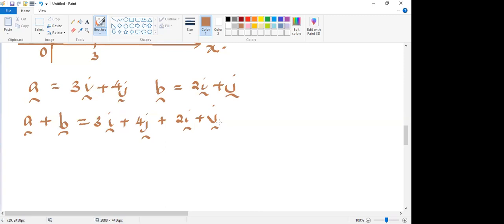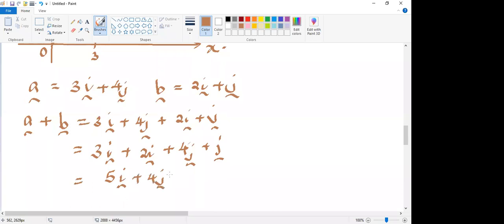Rina, please. A plus B is equal to 5i plus 5j. So you will notice that we are adding the components, the i components, 3i, adding the j components, 4j and also j. So we are adding those components. And Rina says we are obtaining 5i plus what? Plus 4j. Thank you very much.